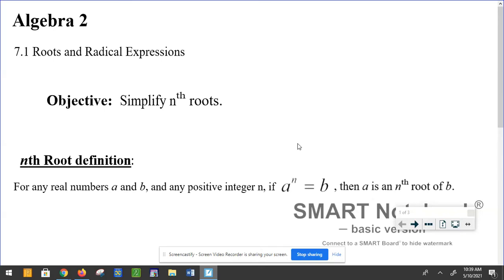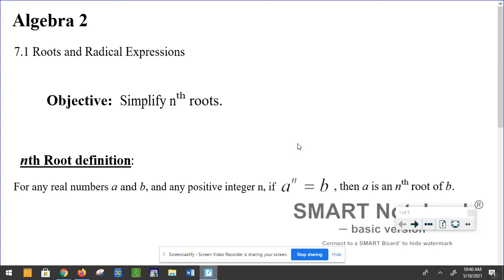Welcome to Chapter 7, Lesson 7.1. We're going to be doing a whole chapter on radical equations. What that means is square roots, cube roots, that kind of thing. So this lesson, we're going to be going just through some definitions and just how to simplify some expressions before we even talk about them embedded in equations.